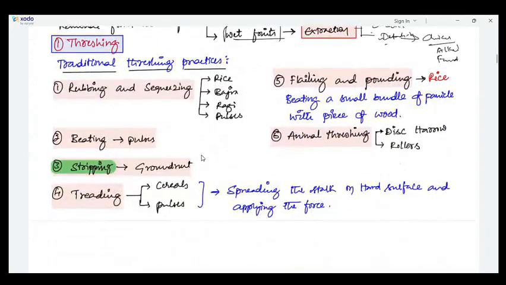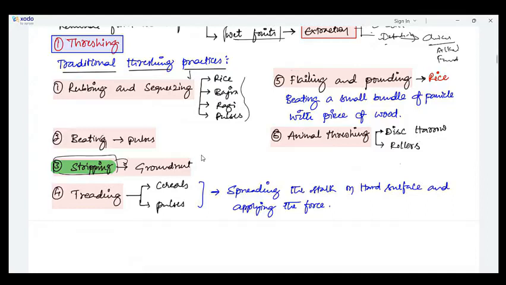So what are the different instruments or machineries that we use for threshing? We have rubbing and squeezing, followed in the case of particular crops. There is a manual method of beating, followed for pulses. Stripping, you might expect this question in the exam, is familiar with groundnut. We also have treading, which is for cereals and pulses. Treading is nothing but spreading the stalks on a hard surface and applying some force on it. So these are some methods.